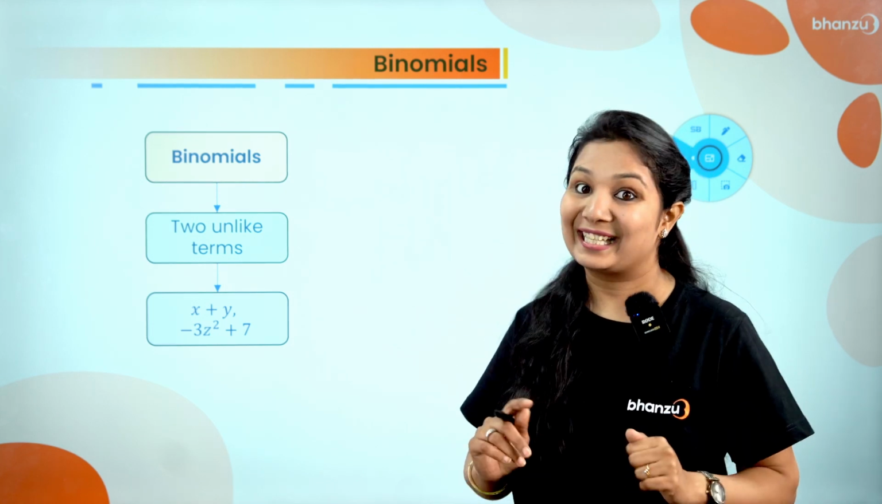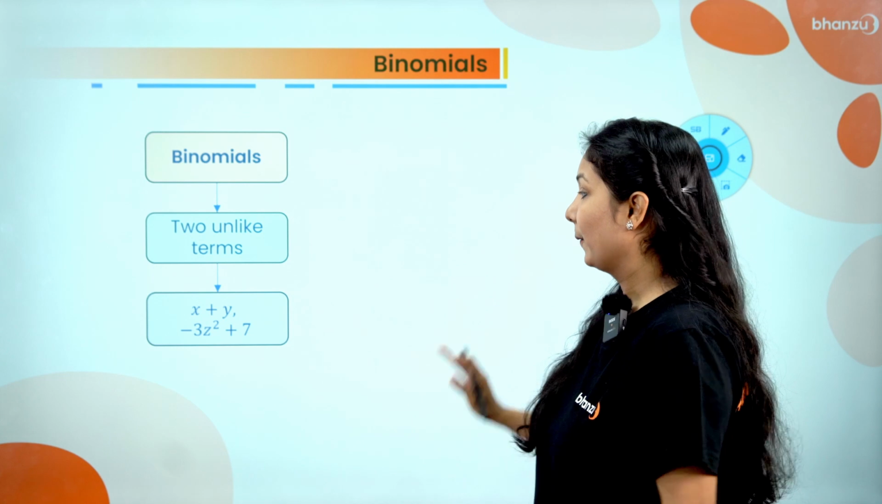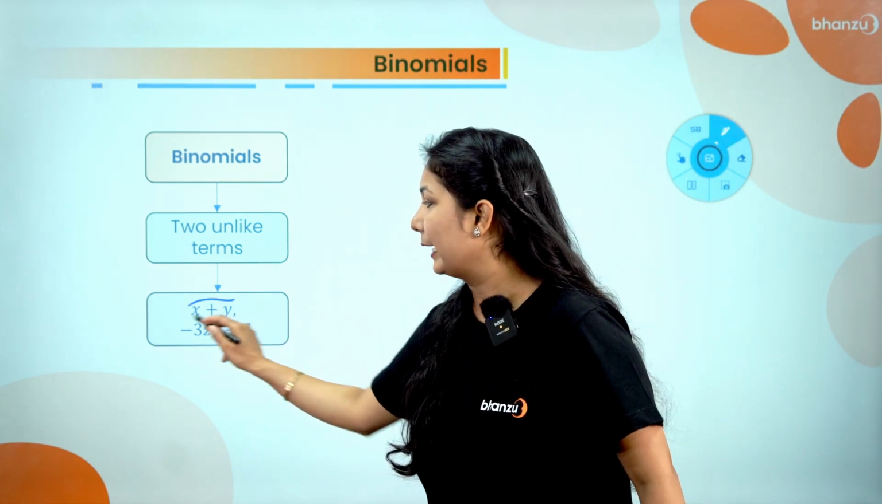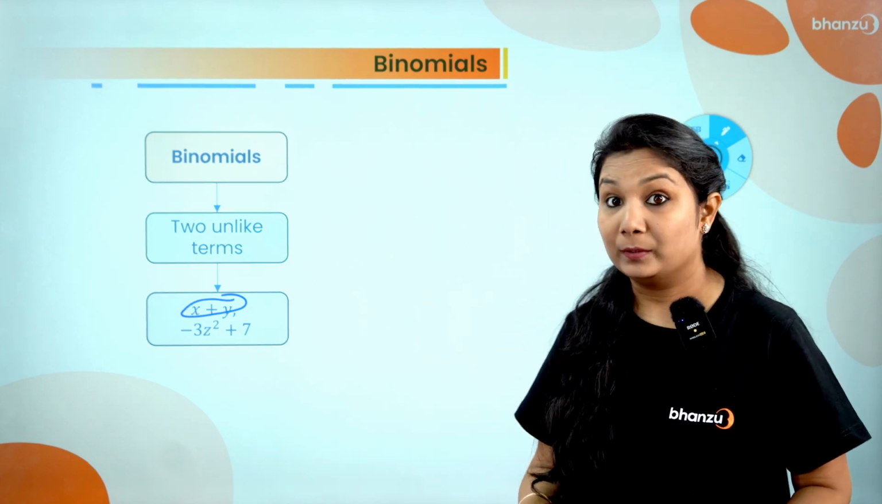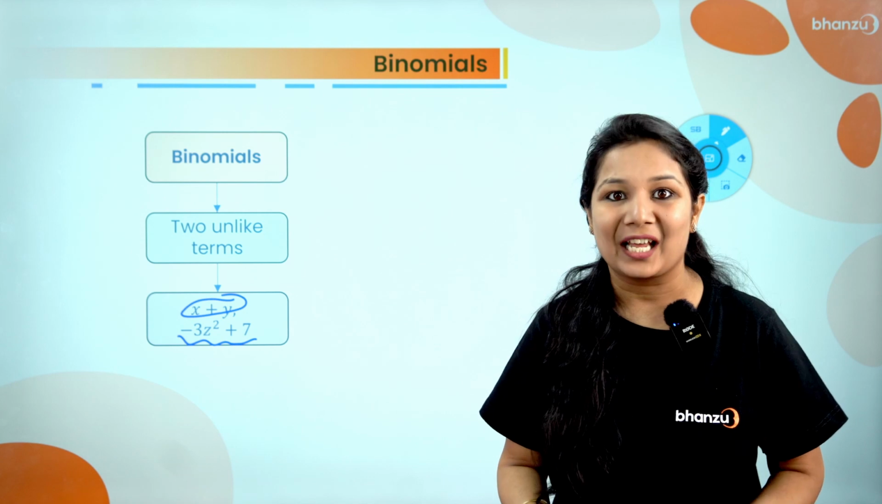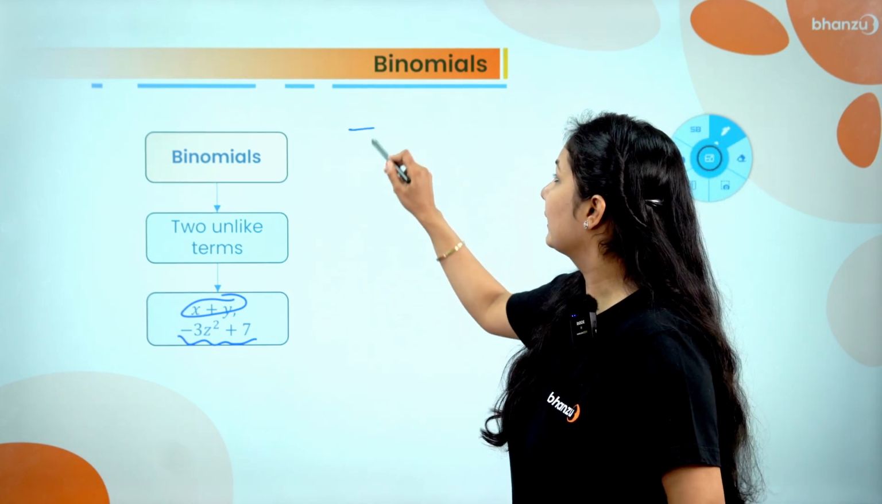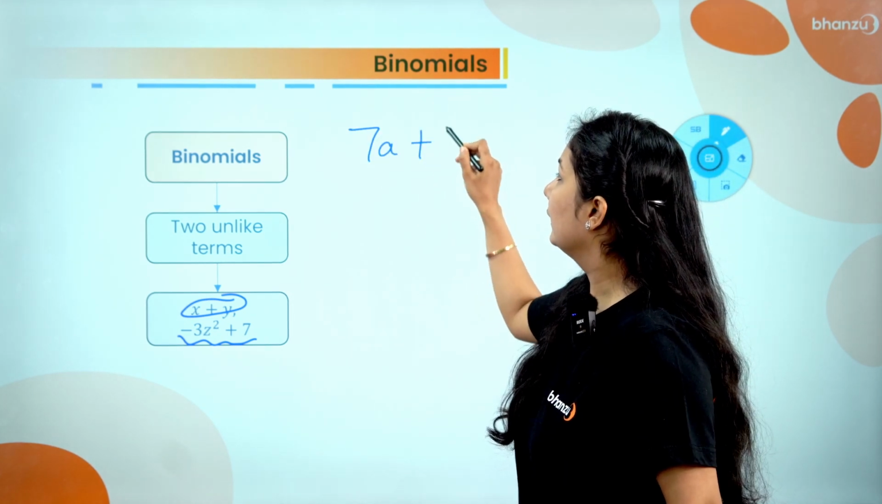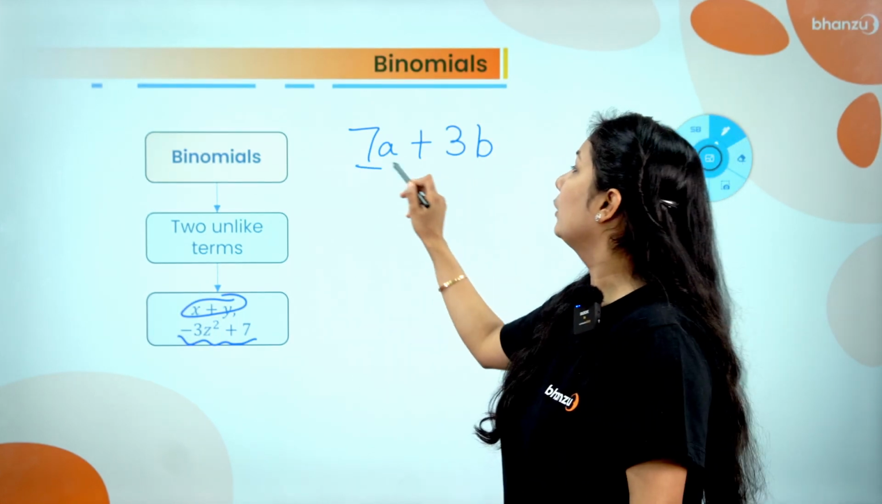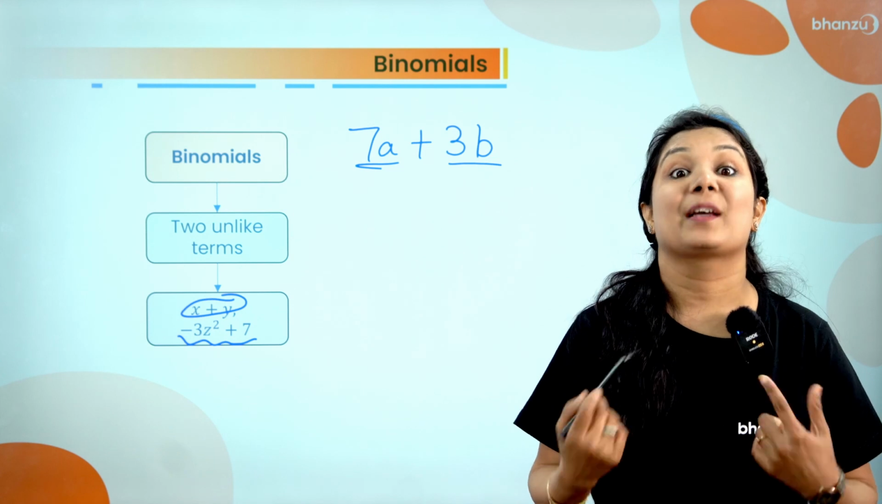Which we are going to discuss in detail in the session later. So here if you see x plus y, it's one of the binomials, right? Minus 3z square plus 7, it's another type of binomial. You can write 7a plus 3b, it's also a binomial. What is a binomial? Where we add two unlike terms or we subtract.